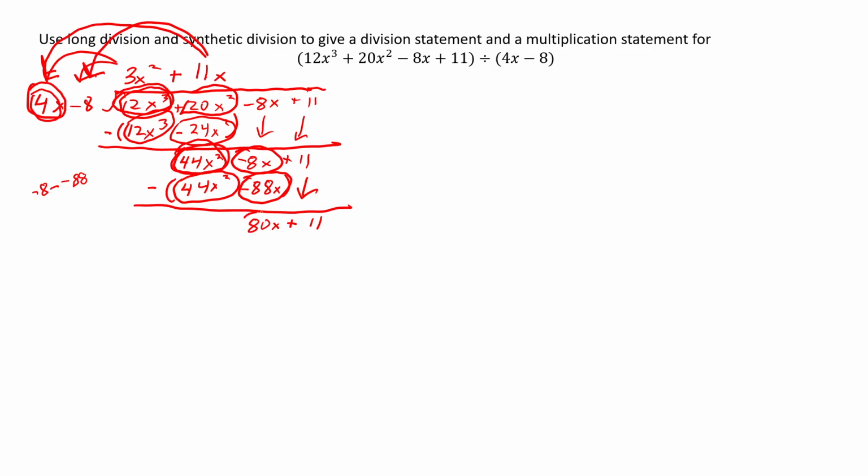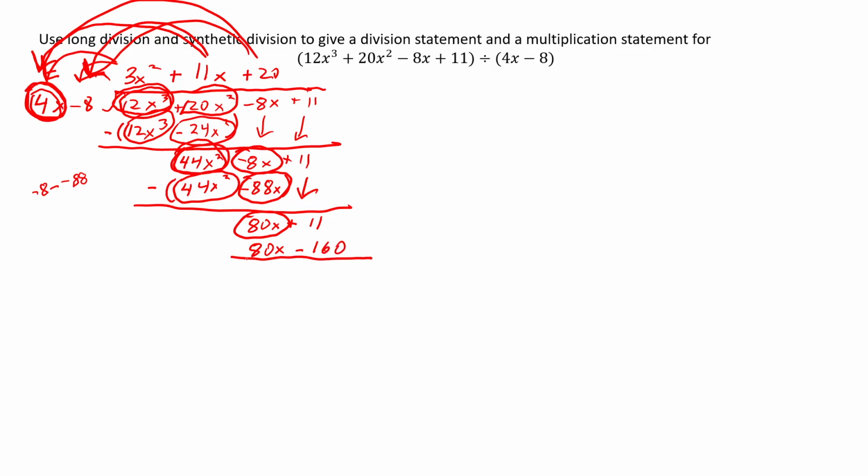And we'll do one more here. We've got 80x, and we're going to divide by 4x. 80x divided by 4x is positive 20. And we will distribute again. Positive 20 times 4x, positive 20 times negative 8. So positive 20 times 4x is 80x. Positive 20 times negative 8 is negative 160.